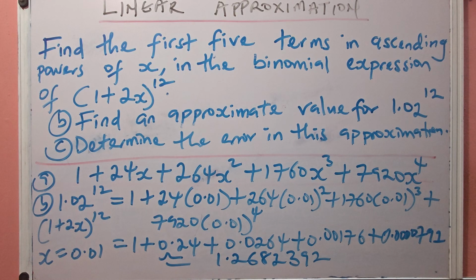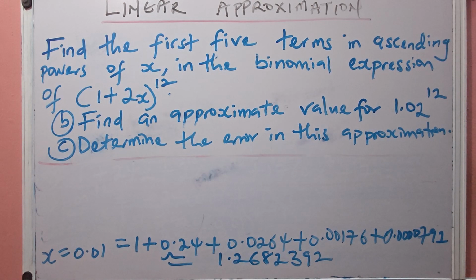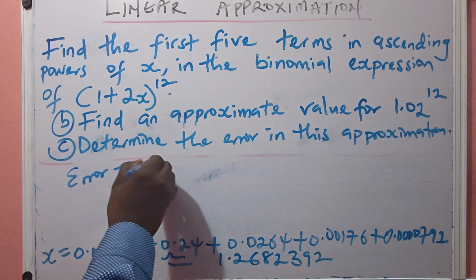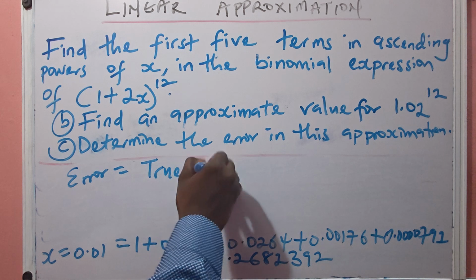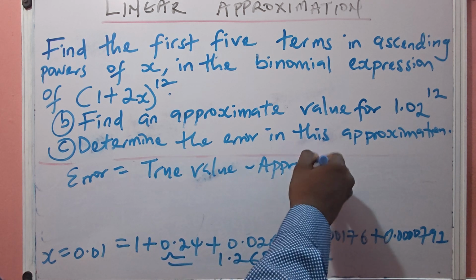All right, the last question we have here is question number C, where we are to determine the error in this approximation. Now, to find the error in this approximation, what you have to do is just true value minus approximate value. That's the error. So just remember that the error is always going to be equal to the true value minus the approximate value.